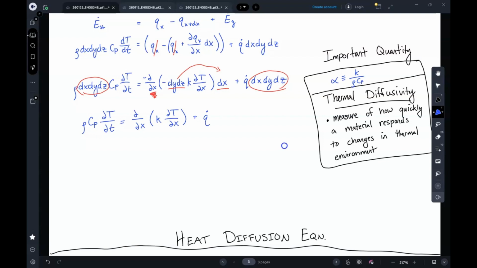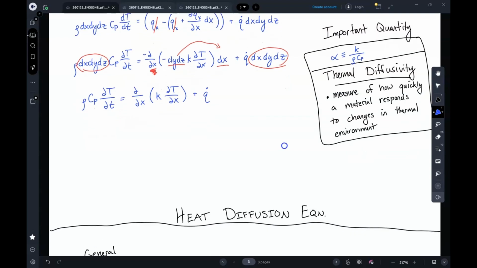Density times heat capacity. So what we can do then is rearrange our constants, and we end up with dT/dt equals alpha, our new variable, times d squared T/dx squared plus q dot.